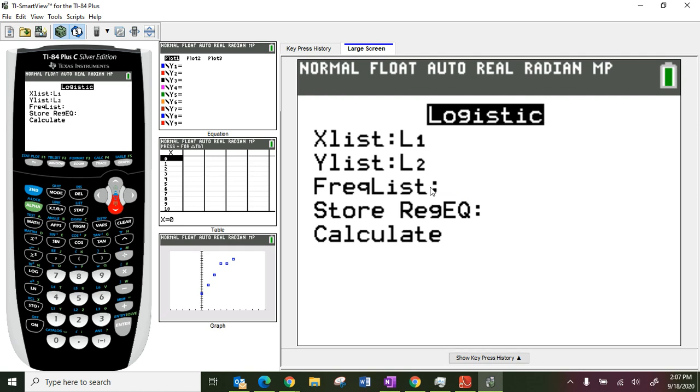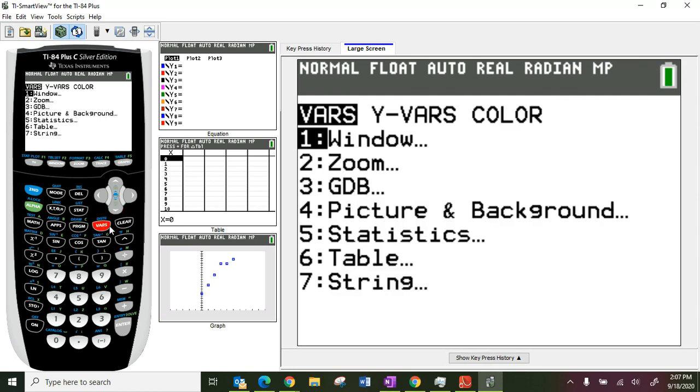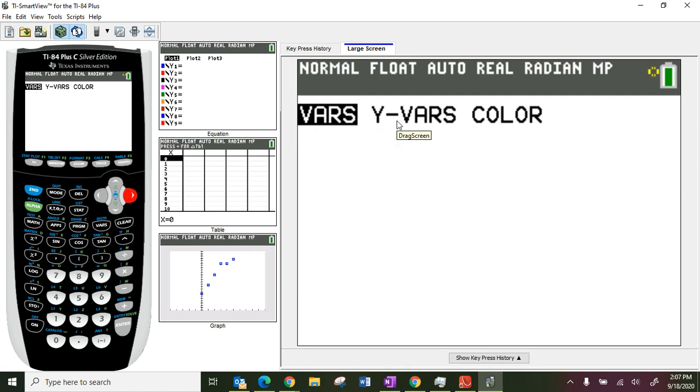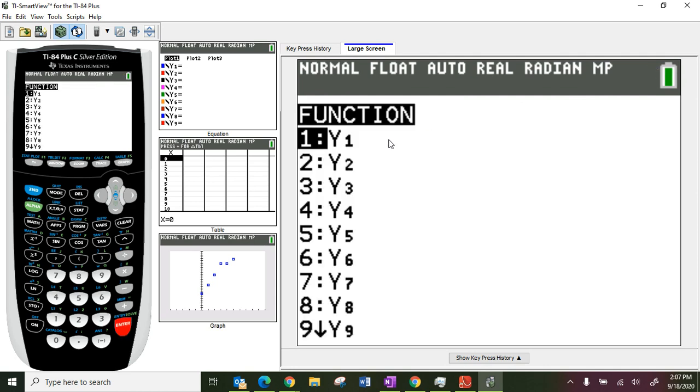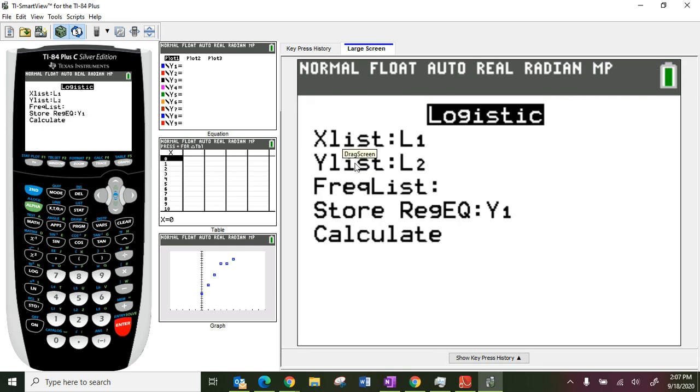The way that you do that is you hit this vars button. It's right next to the clears button. Notice how it's red there. We are going to go to the Y variables, so Y vars. We want the function, where you're going to store the function. Then it's going to list the functions, Y1, Y2, Y3. I'm going to put it into Y1. So we hit enter. This says that I am going to store the regression equation into my function of Y1. And then we just go down here and calculate.